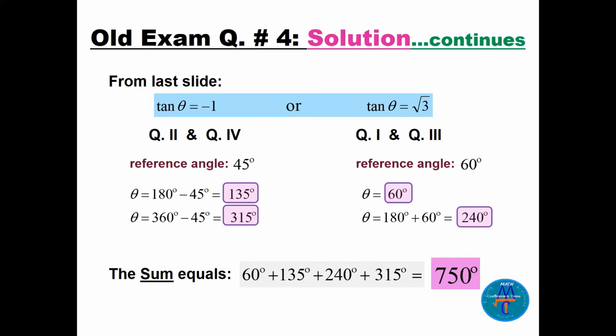Be careful now. So again, because we have a specific interval, we find all the angles in that interval, and then now we add them. So the sum will be 750 degrees.